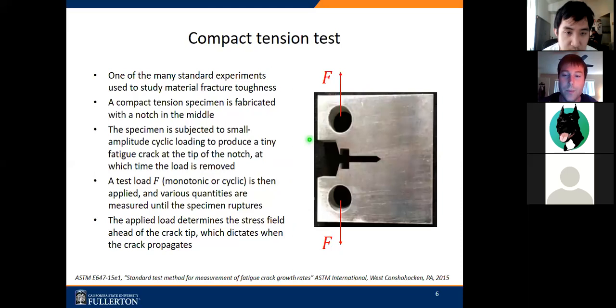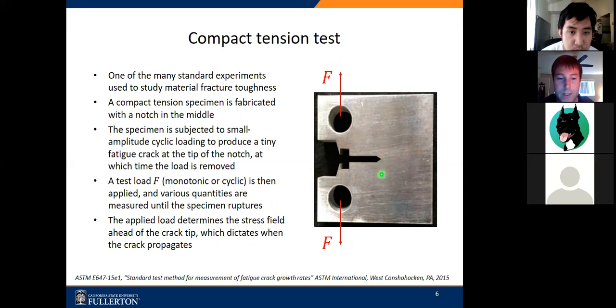So to measure this, a classical fracture experiment is the compact tension test. You get a compact tension specimen, which is shown here. It's fabricated with a notch in the middle. You apply equal and opposite forces at these two points right here. Initially you want to get a pre-crack, so you do cyclic loading to get a small fatigue crack at the tip of the notch. Then you remove the load and do the actual experiment that you're trying to do.